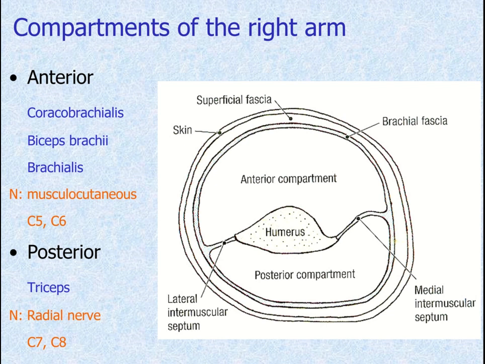When it comes to the posterior compartment, this one is very easy. There's only one muscle. It's a very large muscle, it has three heads of course, but it's a single muscle, supplied by the radial nerve through C7 and C8 spinal cord segments. So this is the reason why you have to learn them in compartments. It's easy to remember.